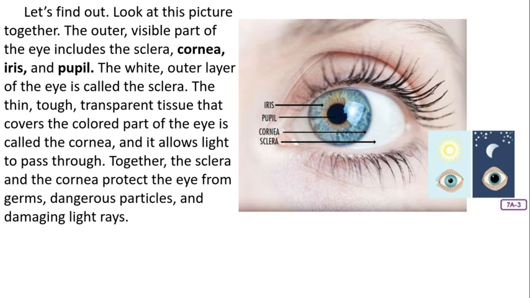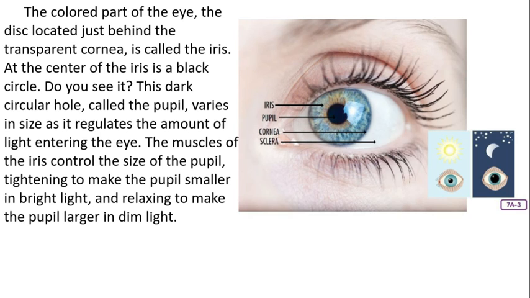The thin, tough, transparent tissue that covers the colored part of the eye is called the cornea, and it allows light to pass through. Together, the sclera and the cornea protect the eye from germs, dangerous particles, and damaging light rays. The colored part of the eye, the disc located just behind the transparent cornea, is called the iris. At the center of the iris is a black circle.